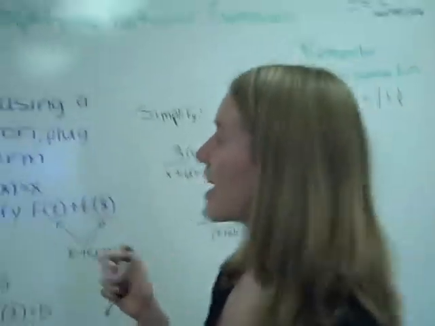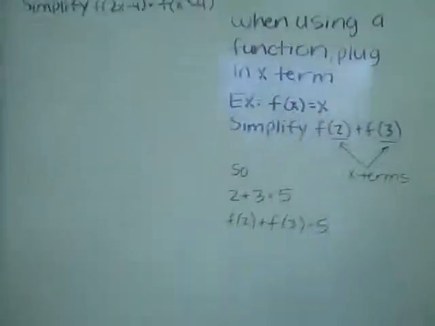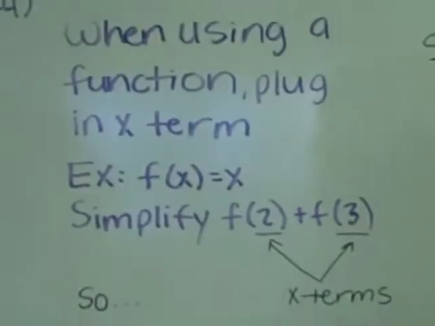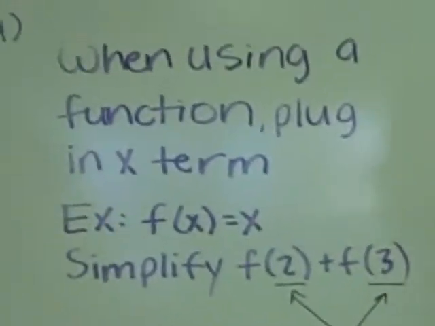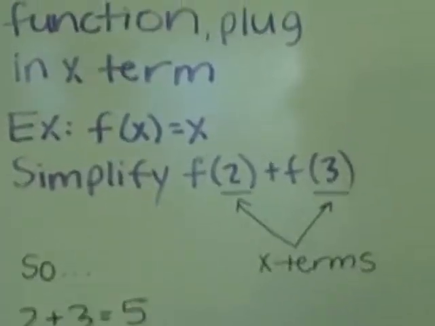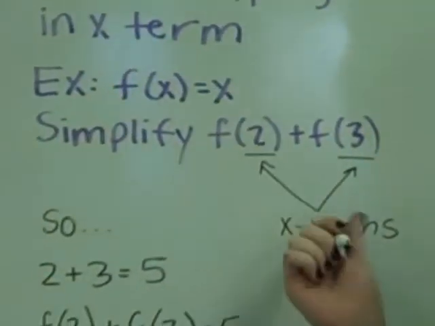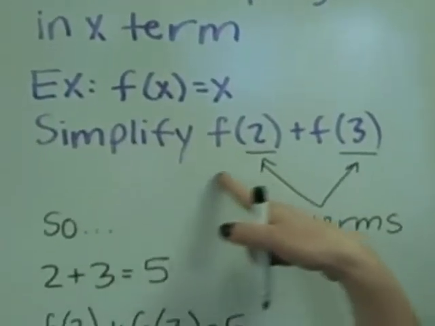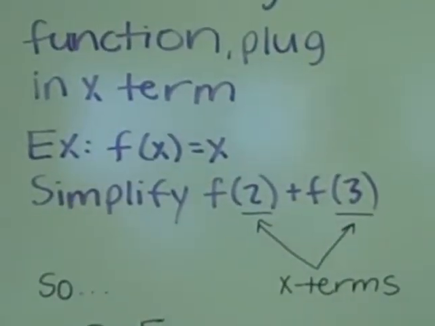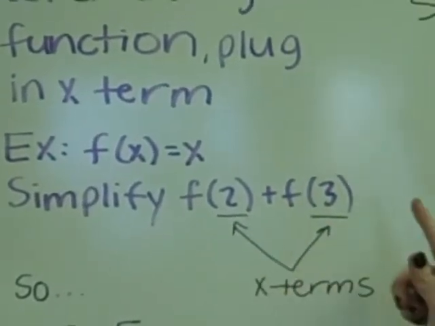Alright, another type of rational expression that we're going to look at is a function. And when you're using a function, you need to make sure that you plug in the x term. So we're just going to show an example of a really easy function, which would be f(x) is equal to x. And a problem would be simplify f(2) plus f(3). And these here are your x terms.